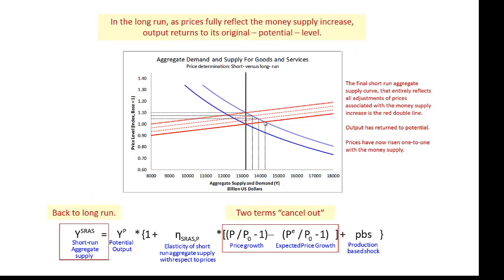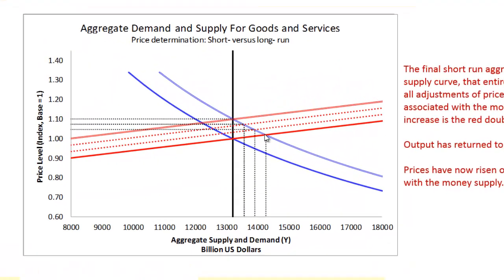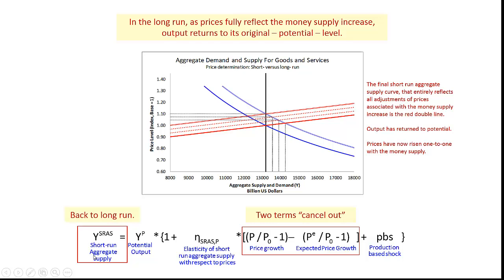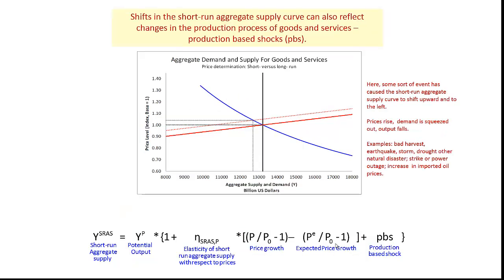So finally, in the long run, prices are going to fully reflect the money supply increase, and output is going to return to its original potential level. Prices have now risen one-to-one with the money supply. So you can see over here we're back to the long run, and that these two terms here have now canceled out. The short-run aggregate supply curve can also reflect changes in the production process of goods and services, what we like to call production-based shocks.